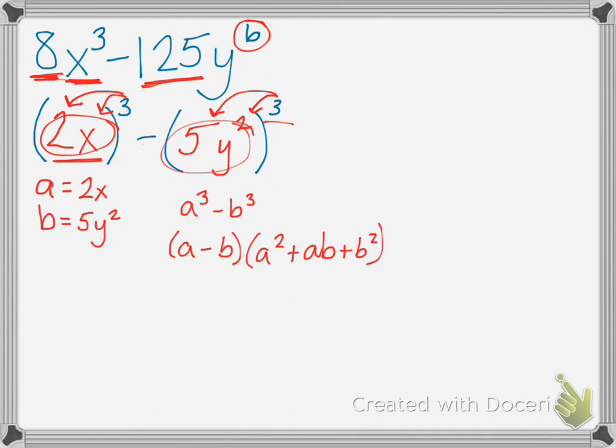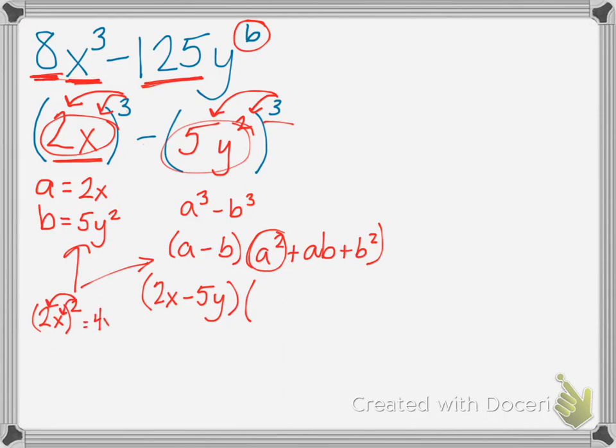So now I just got to figure out how to put this into that. First parenthesis should be easy. A minus b would be 2x minus 5y. Just substituting in what a is and what b is. What gets a little tricky is this second parenthesis. I need to square a. Well, how do I square 2x? Let me think about that for a minute. If I take 2x and I have to square it, I have to square both the 2 and the x. So that actually gives me 4x squared.